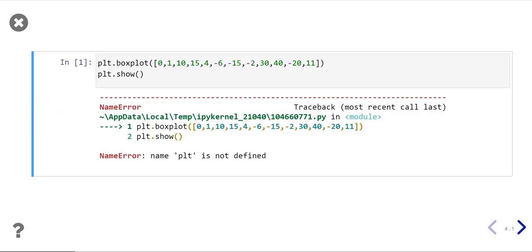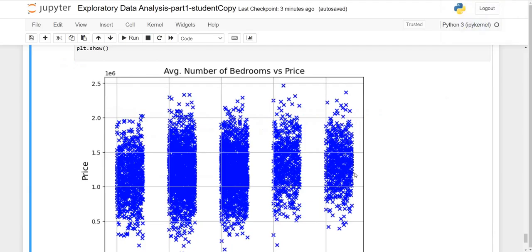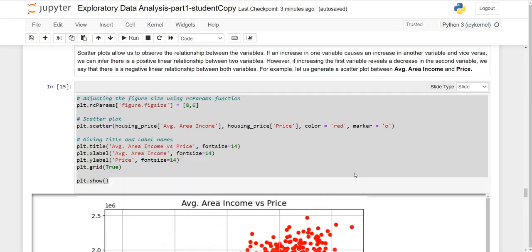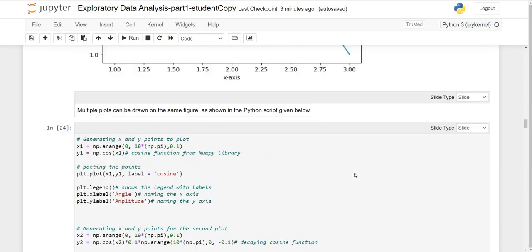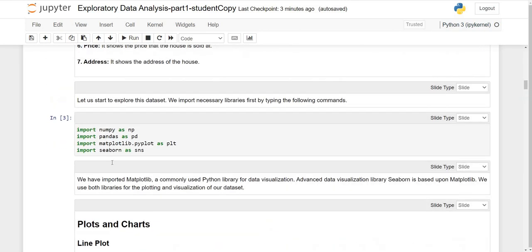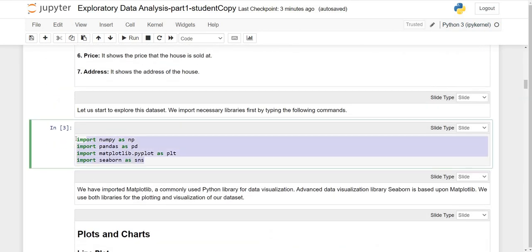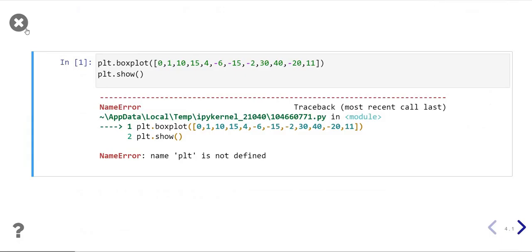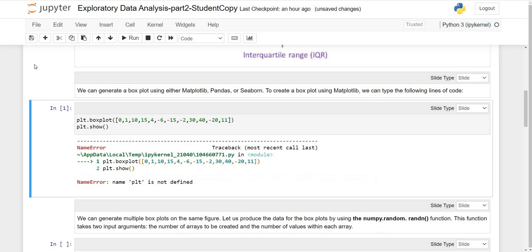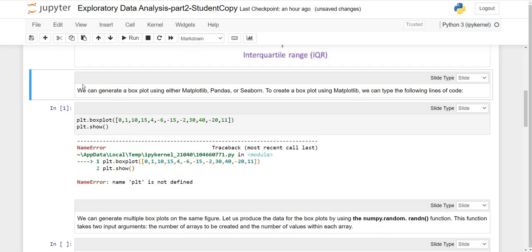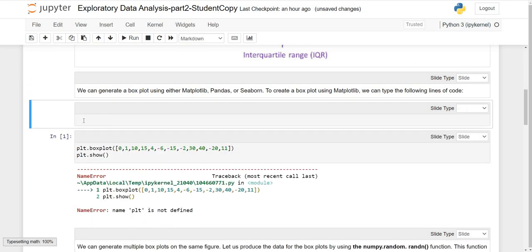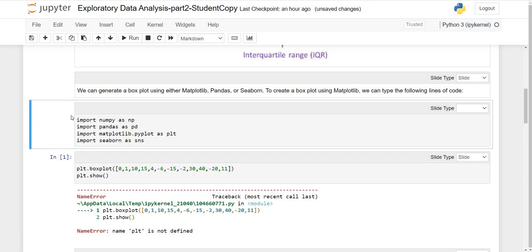Oh, sorry, because this is a new notebook, right? We can actually copy and paste everything from the earlier one. I forgot about that. Let me just close this. Put it here. Sorry, this is actually not markdown. This is code.